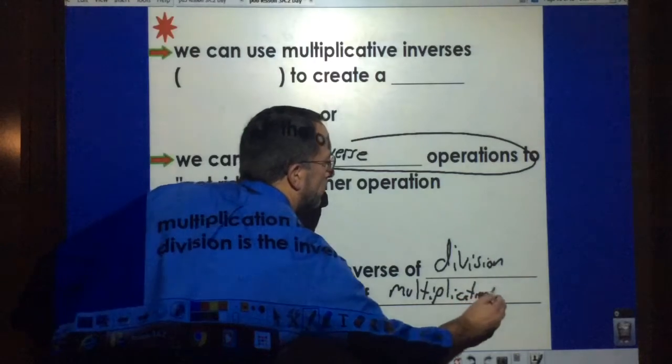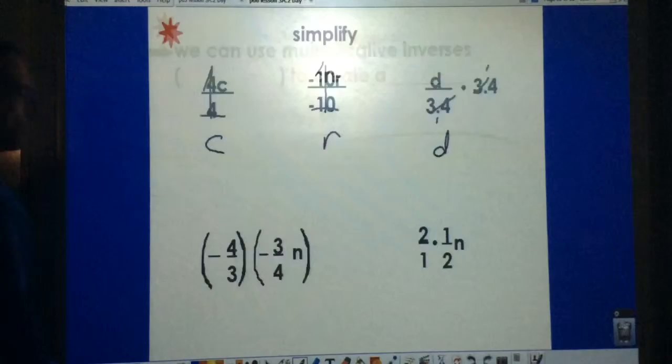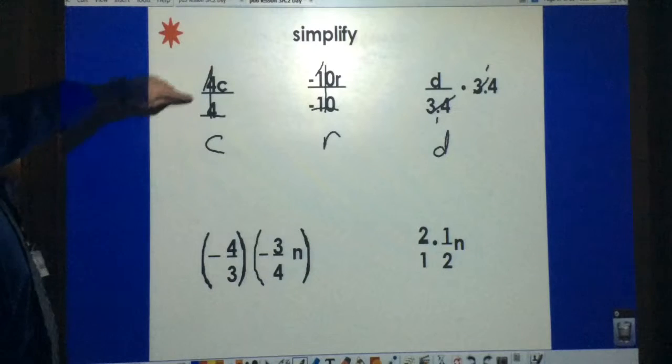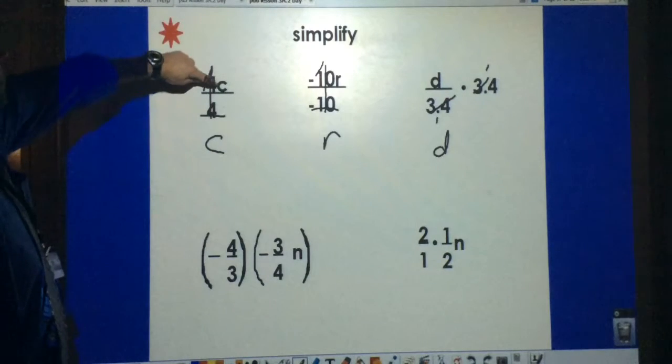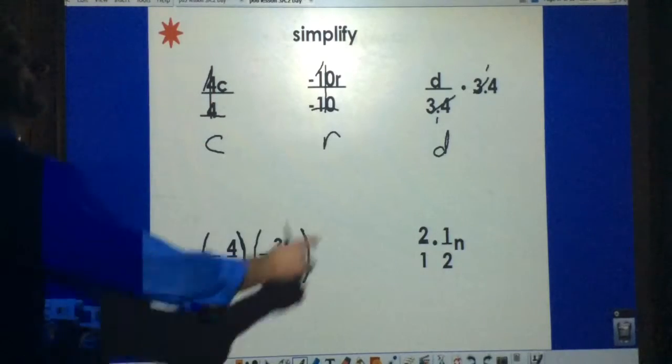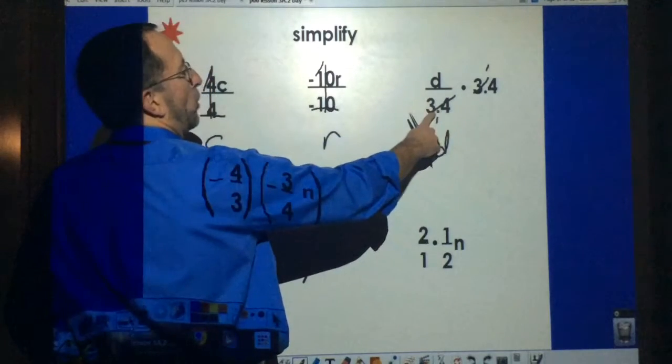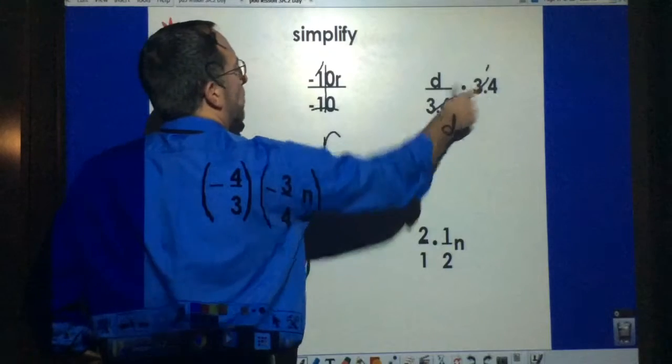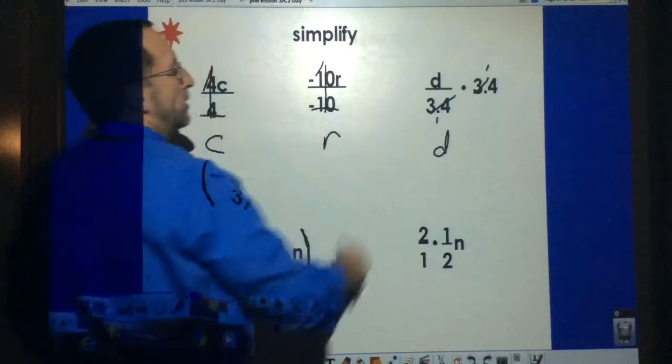So back to this slide here. This is just the inverse operations. Multiplying C by 4 and dividing by 4, they cancel out. Same with over here, dividing by 3.4 and multiplying by 3.4. Cancel out. You get D by itself.